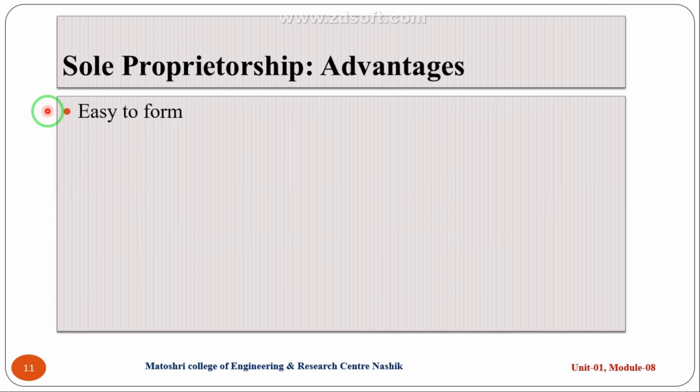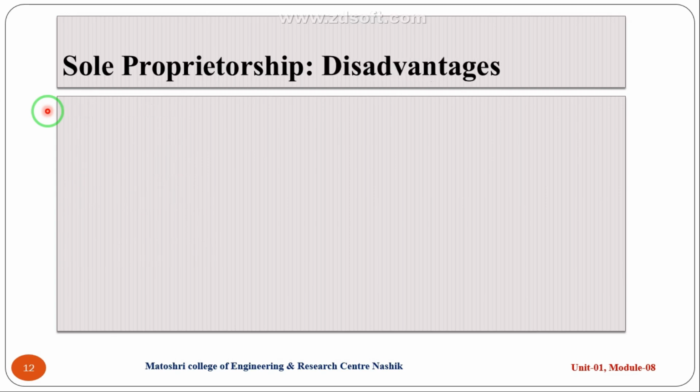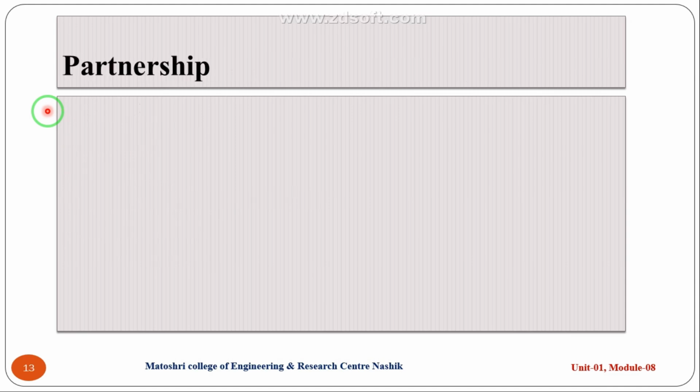What are the advantages? Easy to form, quick decision making, personal care, quality product, minimum wastage, and flexible business are all advantages. Now moving toward the disadvantages: small size, limited capital, limited skills, high risk of wrong decisions, unlimited liability, and limited growth.